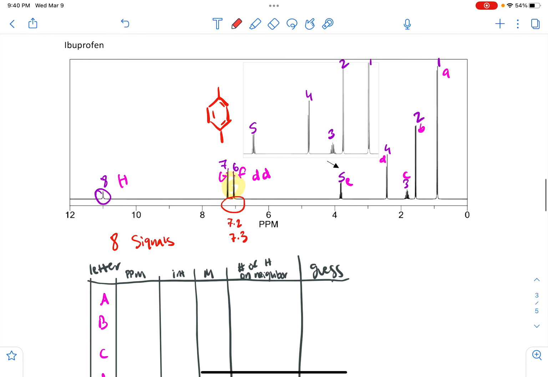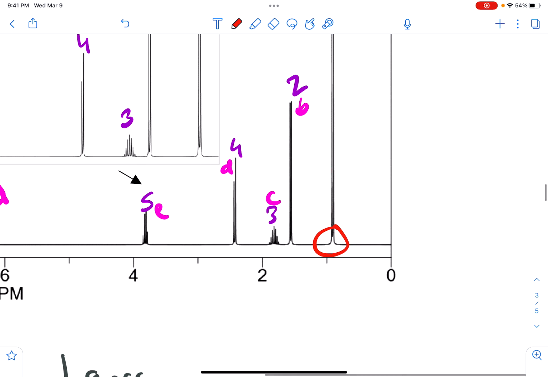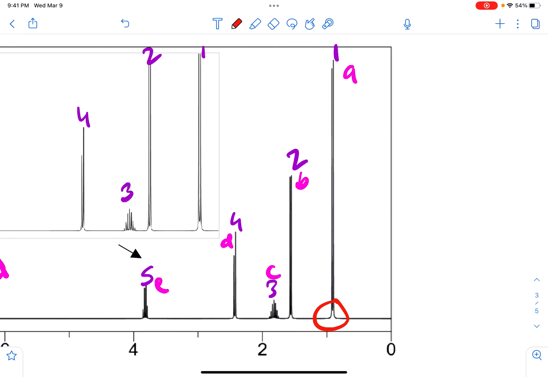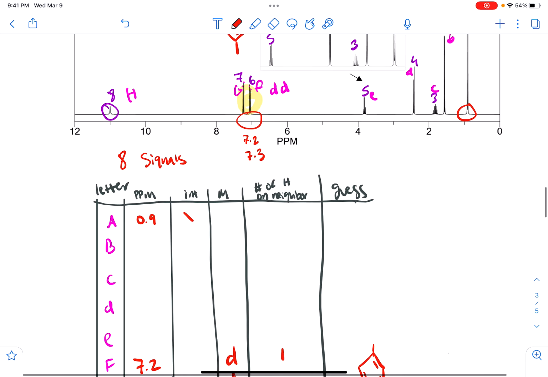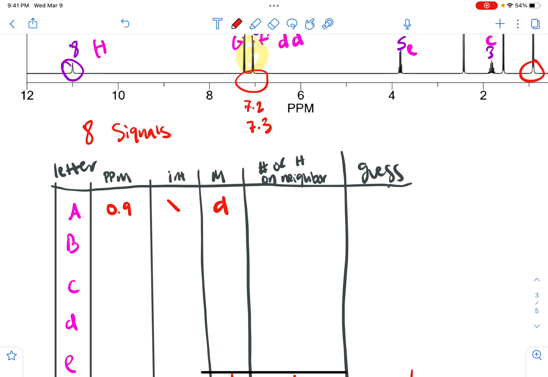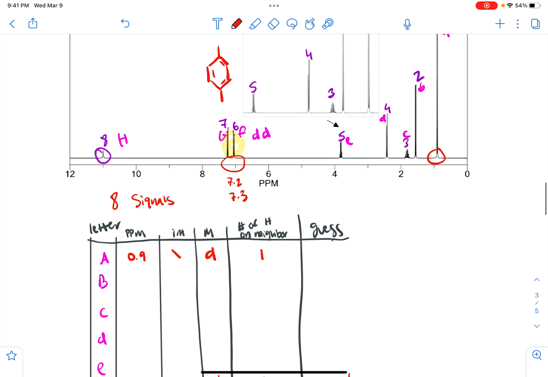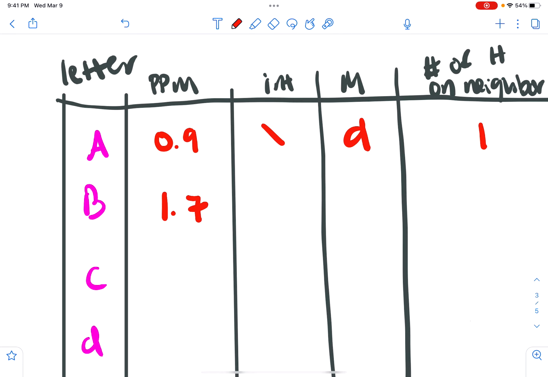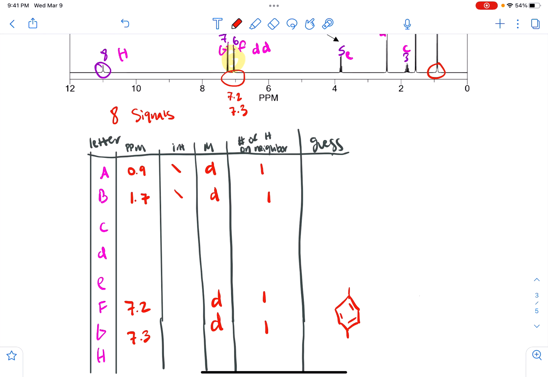So anyways, let's go back to letter A here. Letter A is in the beginning, so I'm assuming it's going to be far away from anything that is electronegative. And so we've got this doublet group here at around 0.9. So I'm going to put 0.9 ppm. No integration, that's not given. The multiplicity is going to be a doublet, and so the number of hydrogens on the neighbor is going to be 1. I'm not really sure on the guess yet, and we'll come back to that. And so for B, it's also a doublet, so kind of the same. It's going to be at 1.7. No integration again, that's not given. And it's going to be a doublet with 1 hydrogen on the neighbor, and I'm going to leave out that guess.